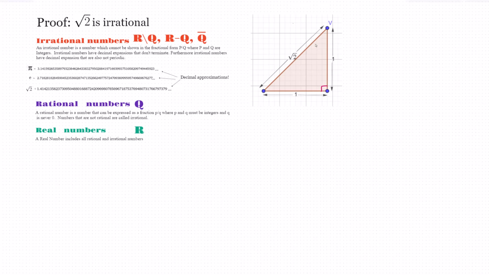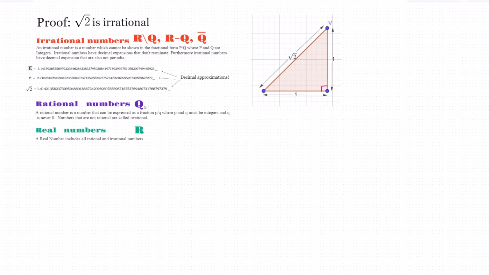In this video, I'm going to be proving why root 2 is irrational. In other words, why it's an irrational number. So, before I get into proving this, let's try to understand what rational and irrational numbers are. Let's start with rational numbers.